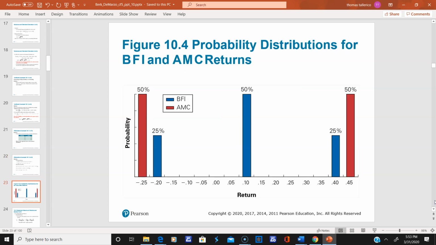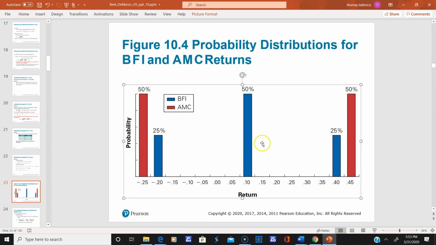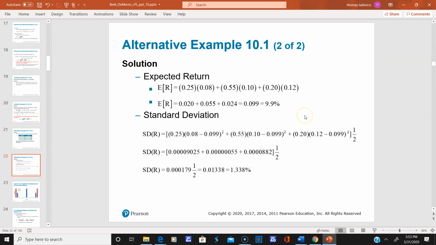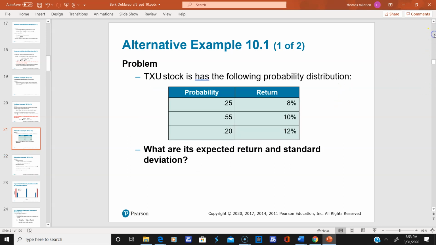So here's the graphical version of what we just did for BFI and AMC, right? So AMC had a 50% chance of gaining 45 and losing minus 25, right? And basically, BFI had a 25, a 50, and a 25. Now, I want to go back up a slide because you can't see it in here, but I believe on AMC, the expected return was 10% too. Let me go back. And you'll notice the expected return for AMC was at 9.9%. So it's sitting on top of the blue.